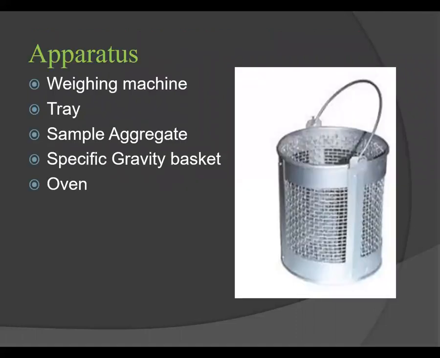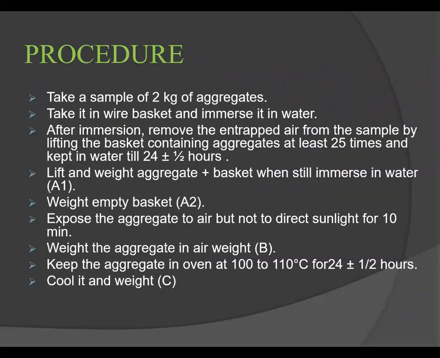Then let's see the required apparatus. First we require a weighing balance machine. Then we also require a tray, aggregate sample, then a specific gravity basket, or you can also say a density basket. Okay, and then an oven. So these are the required apparatus. Next, let's see the procedure, how to find out the specific gravity of coarse aggregate.